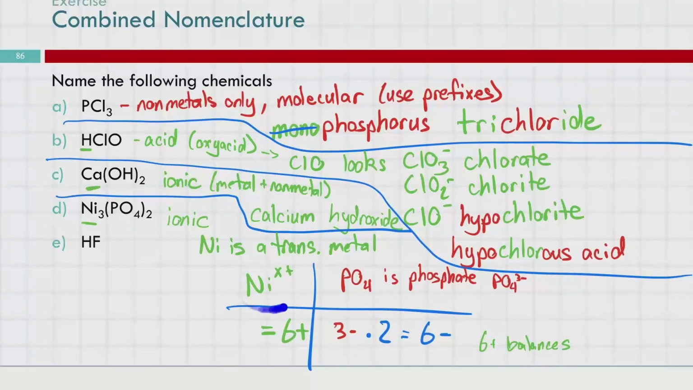So our nickels altogether have to add up to a 6+ charge. We've got 3 of them. So 3 times whatever the charge is on our nickel is going to give us a total of a 6+ charge. The number that does that for us is 2. So this is nickel(II) phosphate.